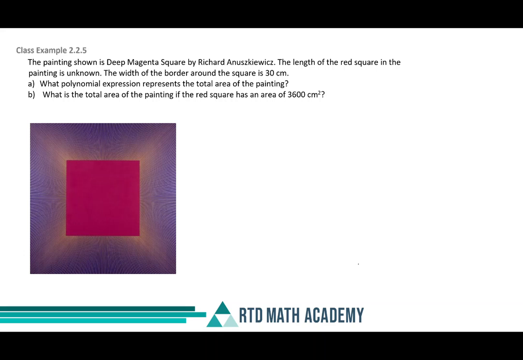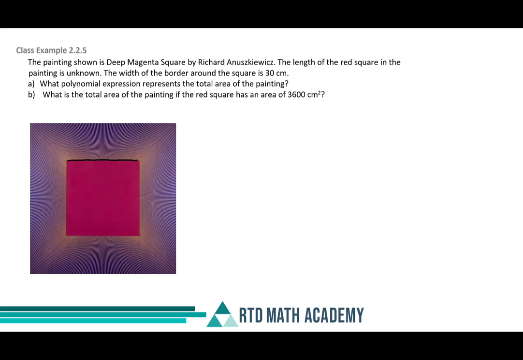Class example 2.2.5. The painting shown is Deep Magenta Square by Richard Anushkevich. The length of the red square in the painting is unknown. The width of the border around the square is 30 centimeters. So let's write some of that information in.